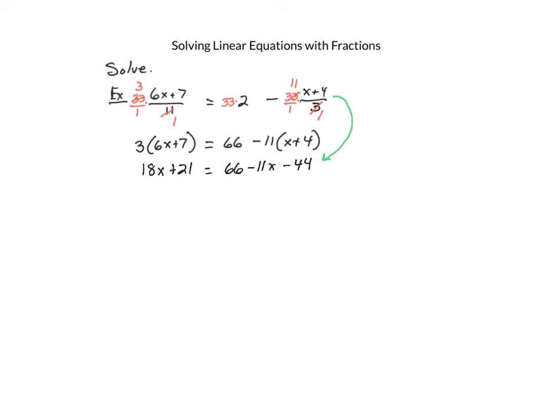So let's continue. I'm going to combine my like terms. So I have 18x plus 21 equals negative 11x plus 22. I need the variables on the same side, so I'm going to add 11x. Subtract 21. And divide by 29. And we have the equation finished.